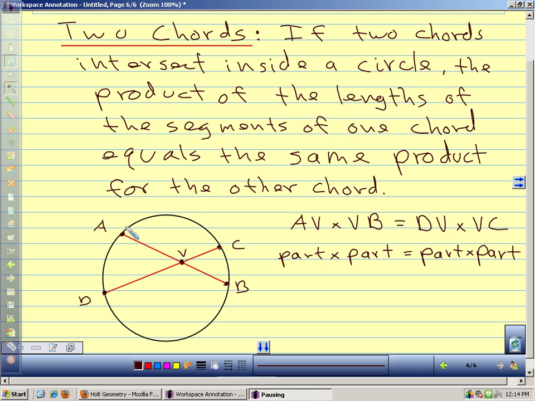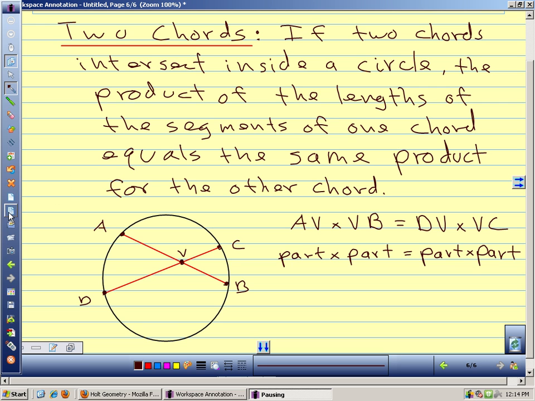So we're just dividing, the chords are divided into parts. We multiply the parts of one chord by the parts of the other chord, and they are equal. So this is what I would put in the flip book. I wouldn't worry about the way it's written in there. I think this is going to be easier for you to remember. Questions on the rule? All right, let's take a look at an example using this.